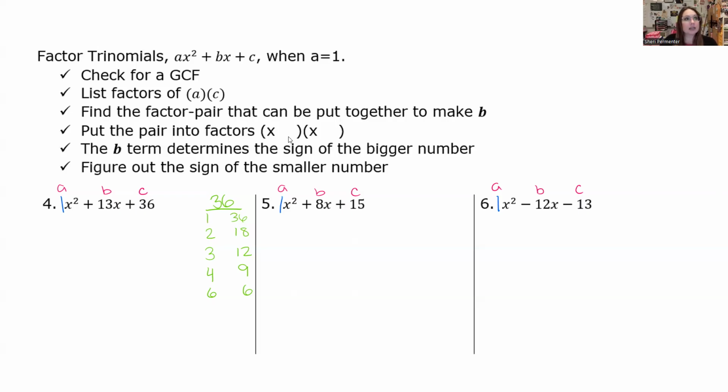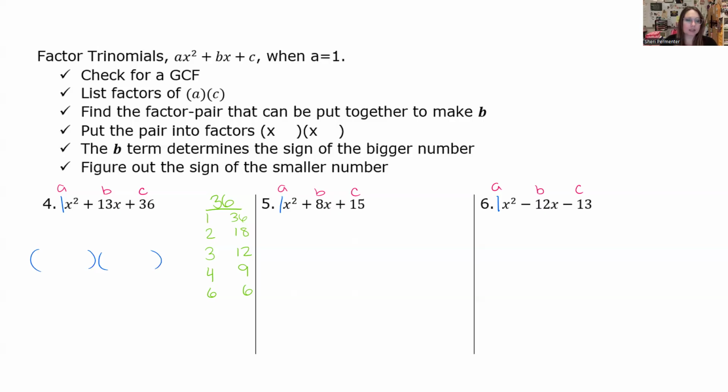The next thing I'm going to do is get this set up, and figure out the factor pair. These are my factor pairs that can be put together to make B. So I'm going to show you what that's going to look like. It's kind of both those steps in one. So I'm going to get factors.